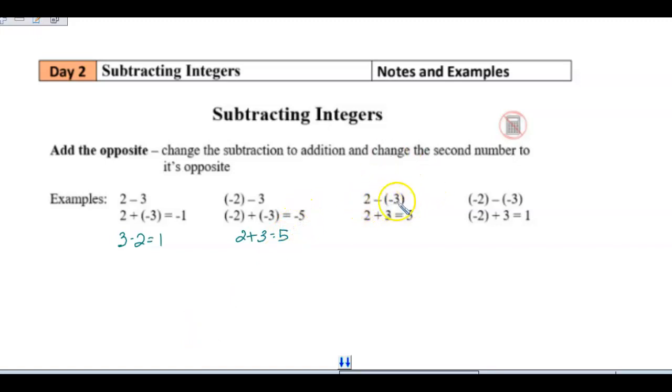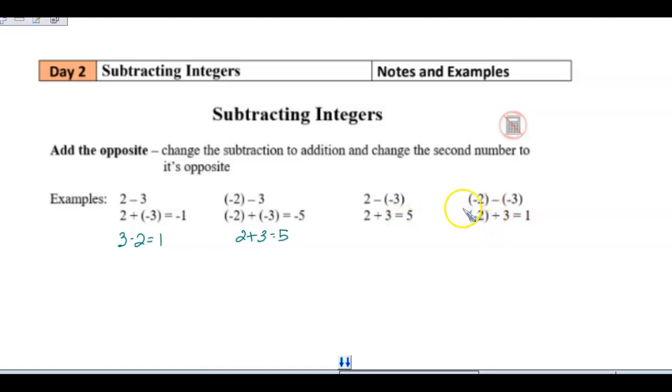If I have 2 minus negative 3, subtraction, so we're going to change to add the opposite. 2 stays the same. Subtraction becomes addition, and negative 3 becomes positive 3. And so then I have 2 plus 3, which we know is 5. They're all positive, so this means this is positive.